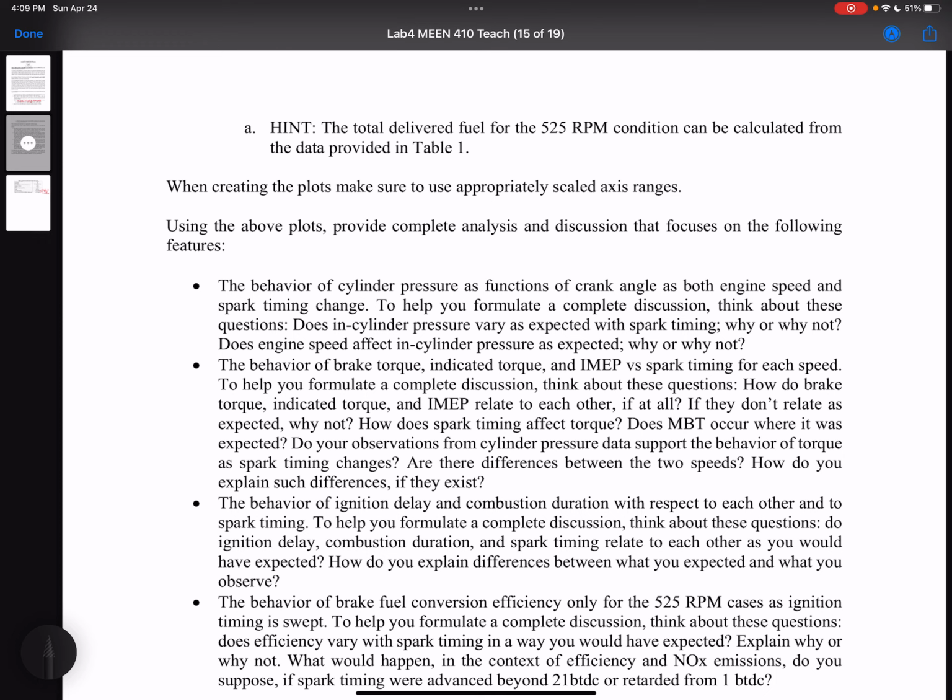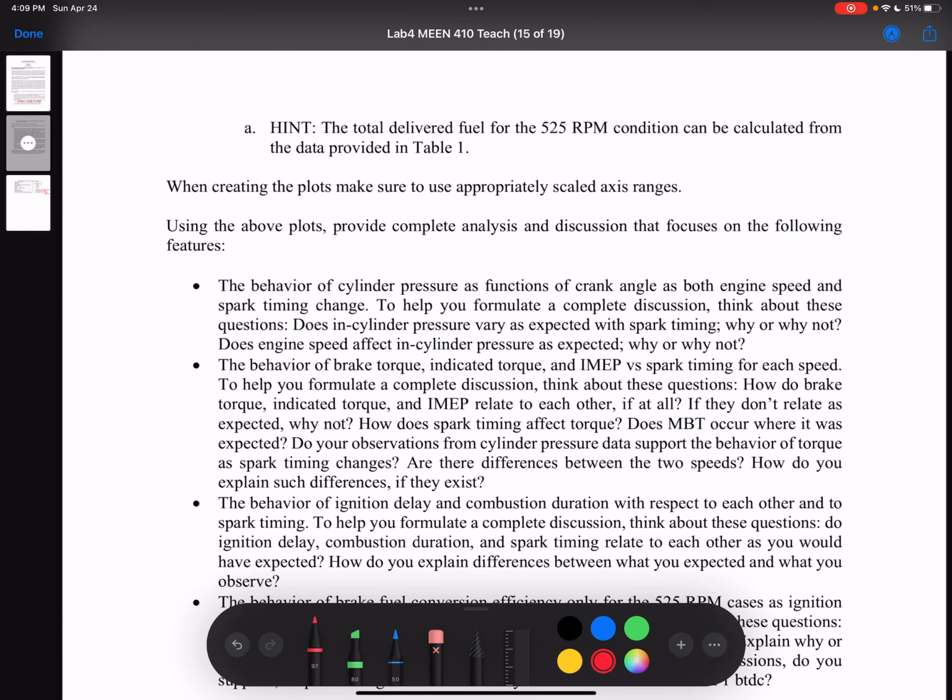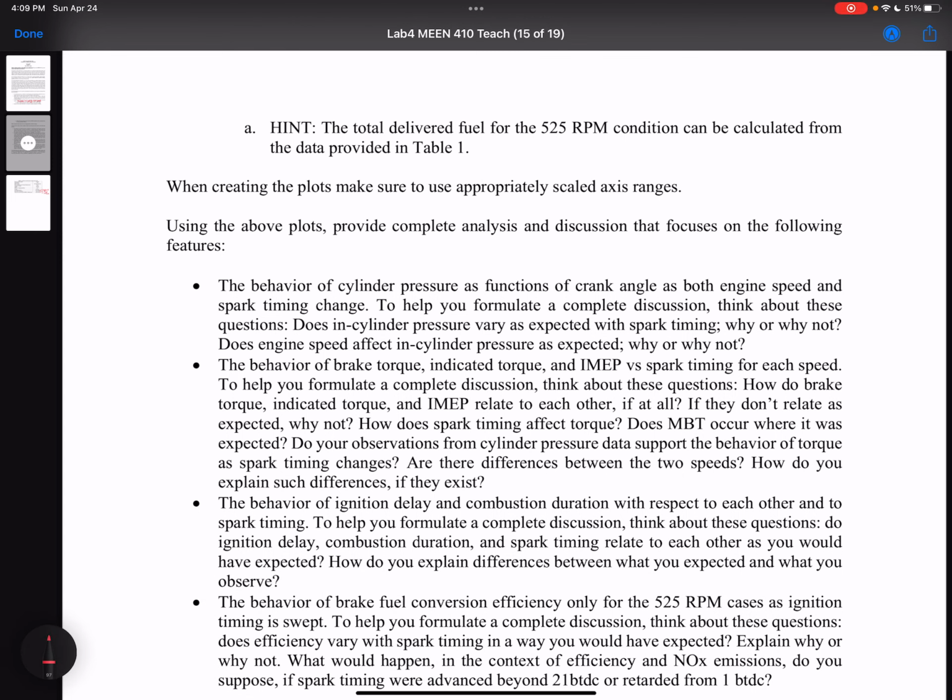Okay. Now, the other thing that's related to this is when you're plotting two different speeds, for example, of the same data, right? So, for example, you're plotting brake torque, indicated torque, and IMEP on one plot for 525 RPM, and then you're plotting the same stuff, brake torque, indicated torque, and IMEP on a second plot for 475 RPM, you want to make sure that you use the same axes for both speeds.